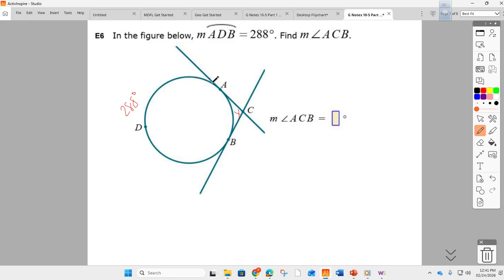Charlie does. I do, 72. Yeah. So this circle, once again, is split into only 2 arcs. This is one arc. This is the other arc. So to find the measure of arc AB, we take 360 minus 288, and I'm trusting Charlie that is 72.